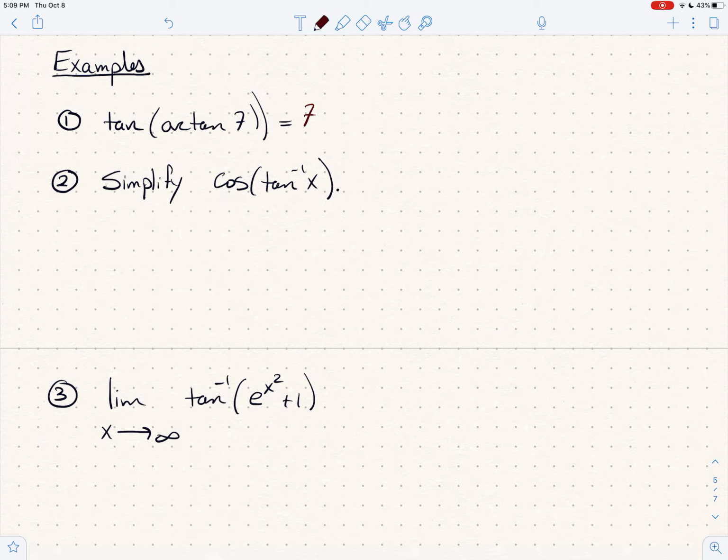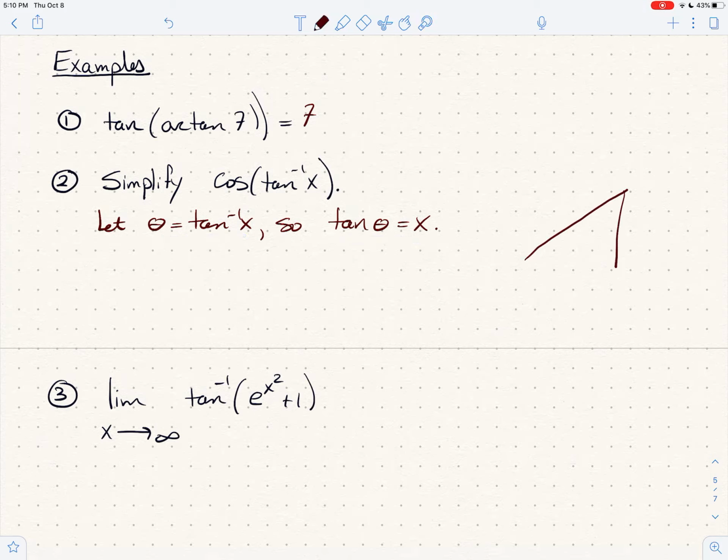Next one, we want to simplify the cosine of the inverse tangent of x. And so this is just like the previous simplification problem that we did. The difference is instead of a number, I have a variable there, but whatever, we can handle it. So same strategy, we're going to let theta equal inverse tangent of x. So that means, let's actually use letters, so tangent theta equals x. And now from this, once you've translated your inverse trig function in terms of the trig function, tangent, you can always draw an associated triangle.